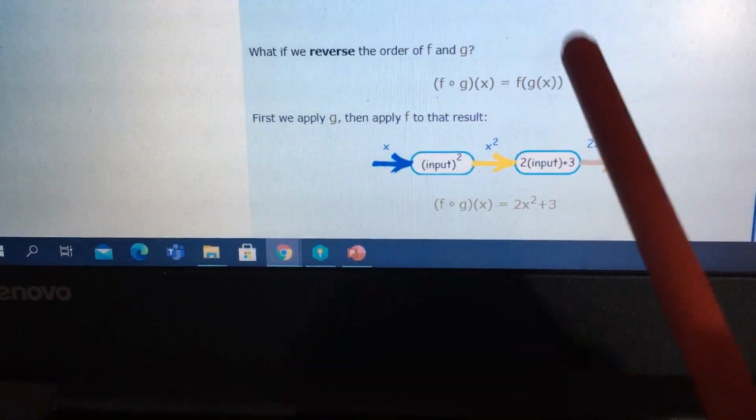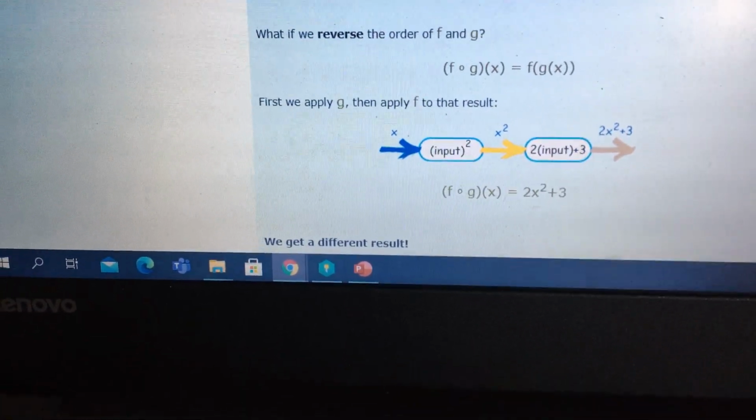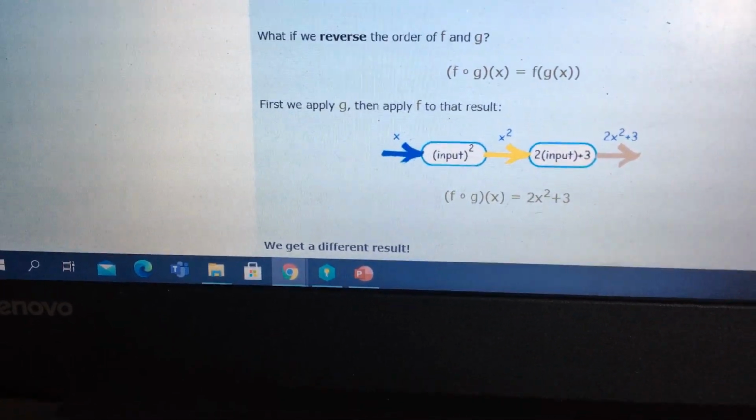If you compare the two, they are not the same. So you have to take note of that. Okay, so that is what we call a composite function. Now let's proceed to our example.